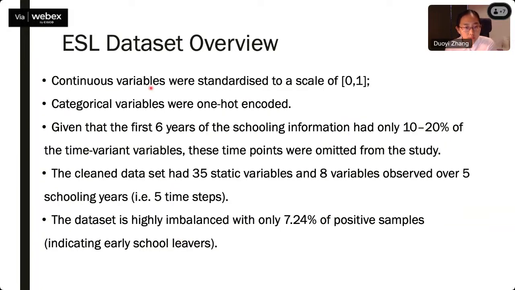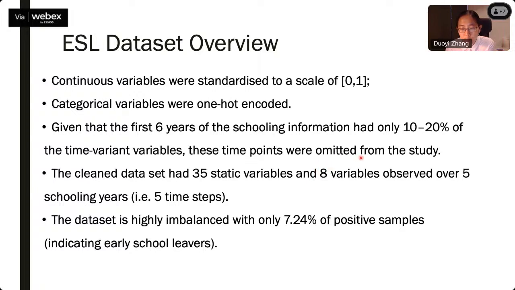And for continuous variables, we rescaled them between 0 and 1. For categorical variables such as gender, we transformed them into one-hot encoding format. And given that the first 6 years of the schooling information had only 10 to 20% of the time variant variables, these time points were omitted from the study. As a result, the cleaned version, which is the one you have, the ESL ready dataset, has 35 static variables, which we will check later, and 8 variables.